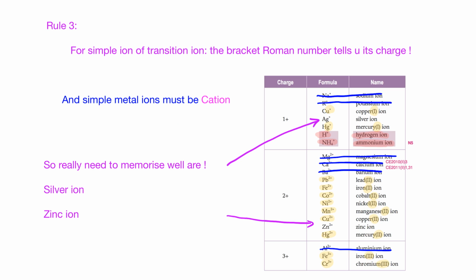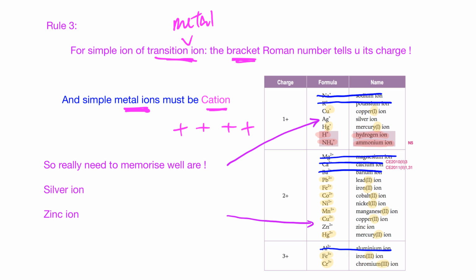Rule 3, okay, simple ion of transition metals actually. Okay, for transition metals, first of all, for all the metal ions, they must be cation. You can't see simple metal ion on the right hand side, on the anion part. So all the metal ions, they must be cation. So when you make a noble gas, positive, positive, positive, positive. Okay, so the transition metals, they got some special things as well.